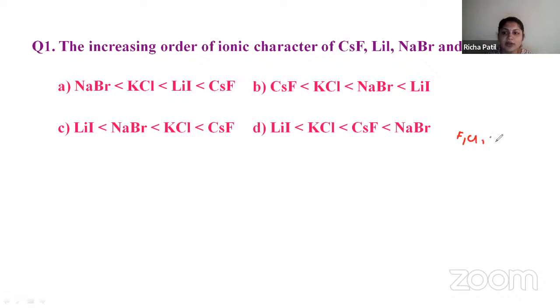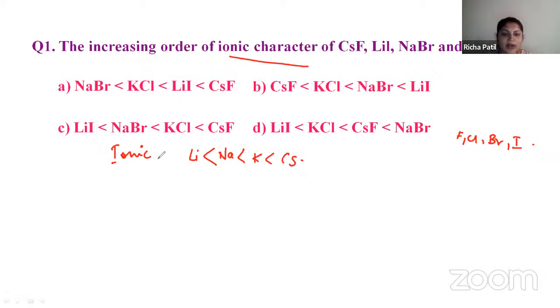The different halogens present are fluorine, chlorine, bromine, and iodine. Ionic character will increase with the increase in difference between the electronegativity of the bonded atoms. The order of electropositivity of these cations: lithium is less than sodium, which is less than potassium, which is less than cesium.